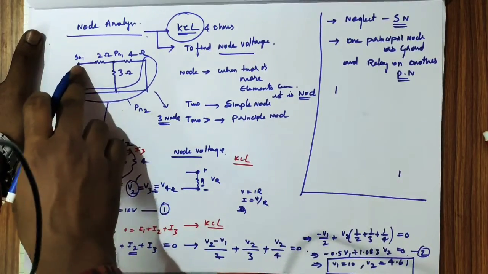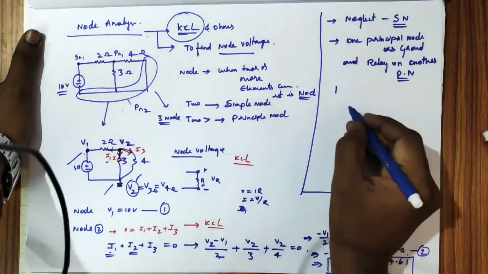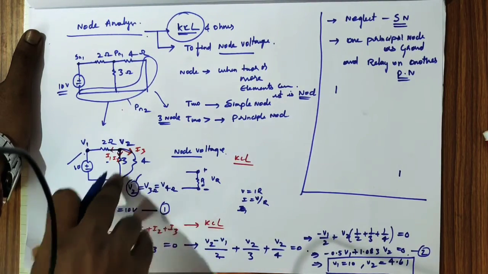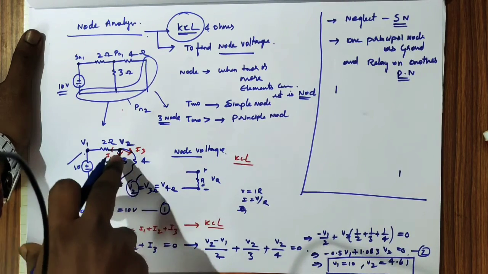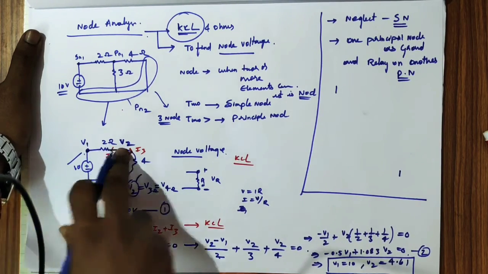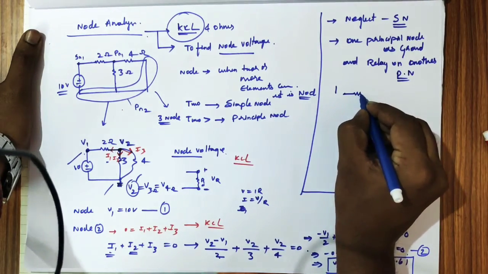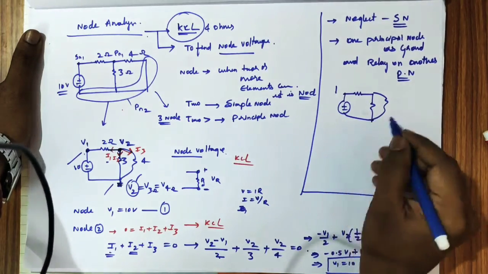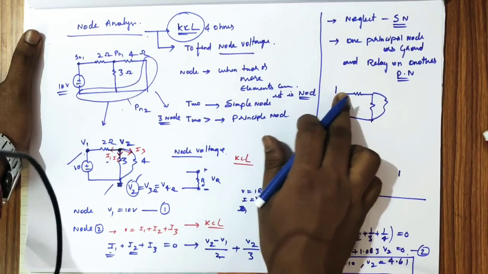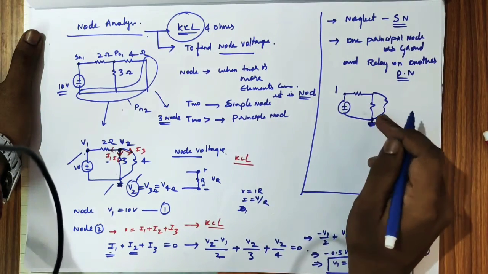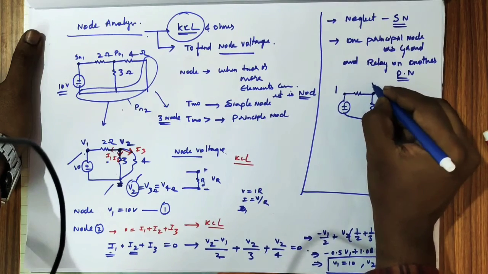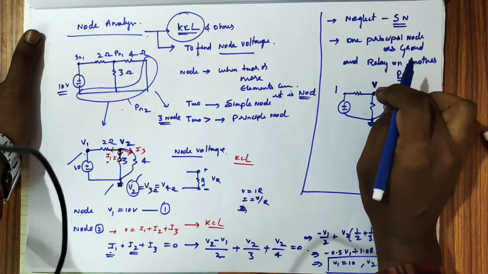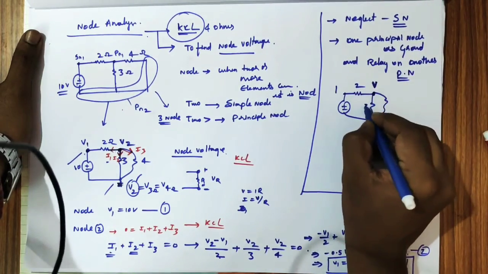So here how many simple nodes do we have? Principal nodes 1 and 2. Now we will neglect the simple node and make one principal node as reference, and we'll rely on one other principal node. That means I will draw the circuit like this. I am neglecting this simple node; I don't need it. I am making the other principal node the reference, and I need the voltage across this, which I represent as V. So I am doing nodal analysis at this node only. This is 2, this is 4 and 1.